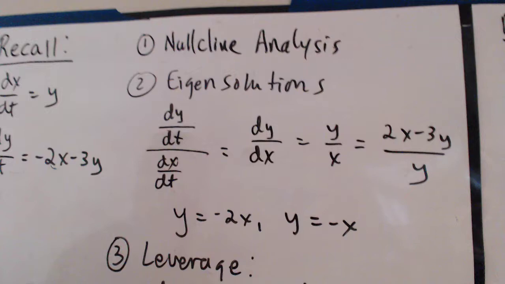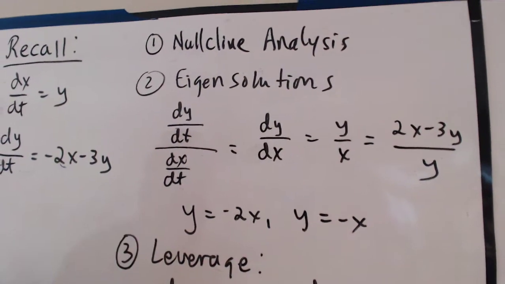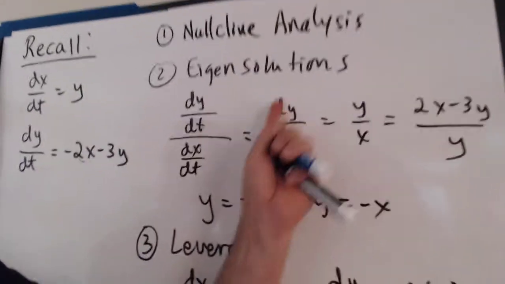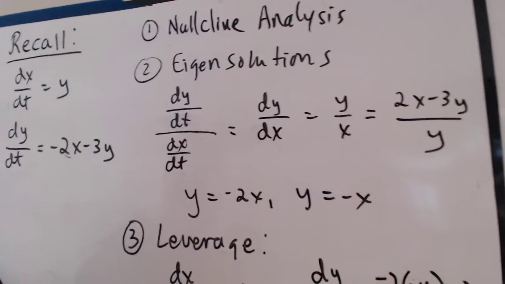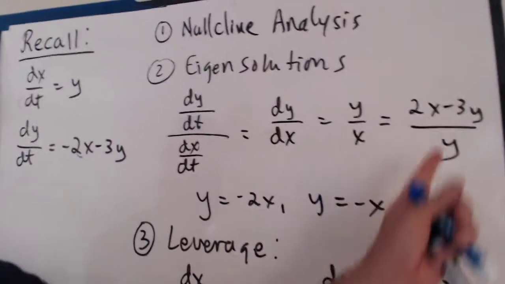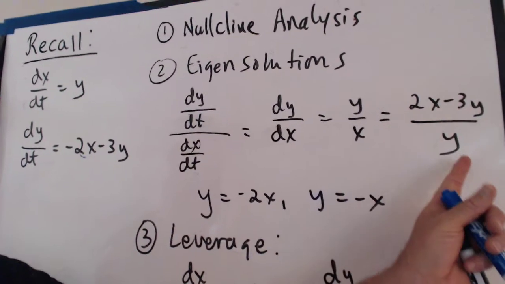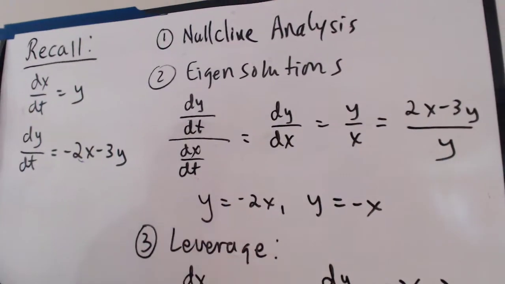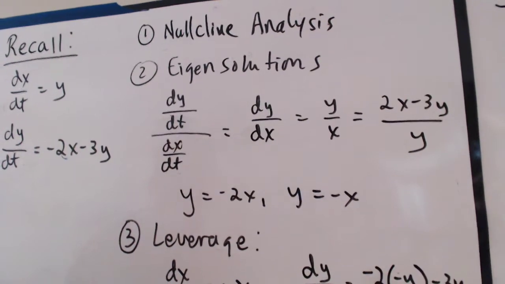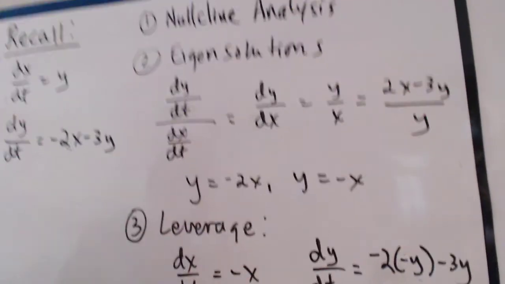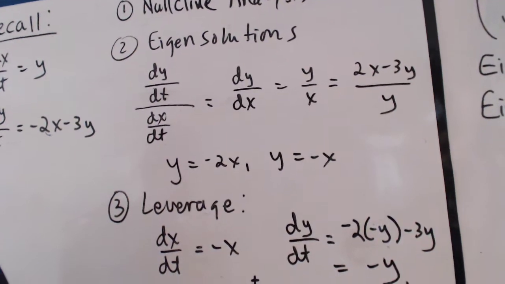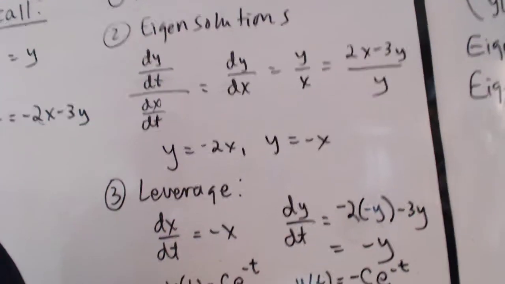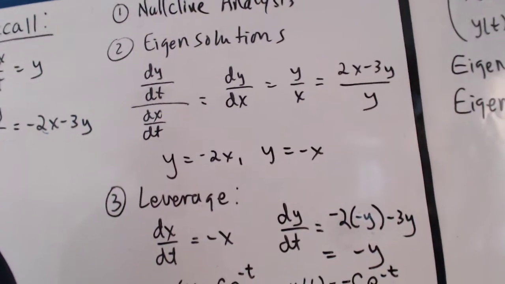And from the fact that these straight lines, these eigen solutions, pass through the origin, the slope, the derivative of those lines, had to be just y over x. So we took dy/dt over dx/dt, and then we algebraically worked on that until we got to y equals negative 2x and y equals negative x. And so the idea was, let's leverage those eigen solutions so that we can find all the solutions. I'm emphasizing that because we're going to use another leveraging today in this video. I hope you'll see it.